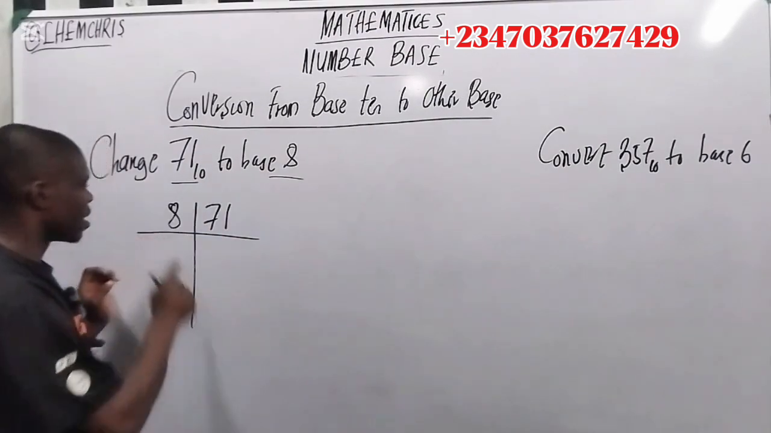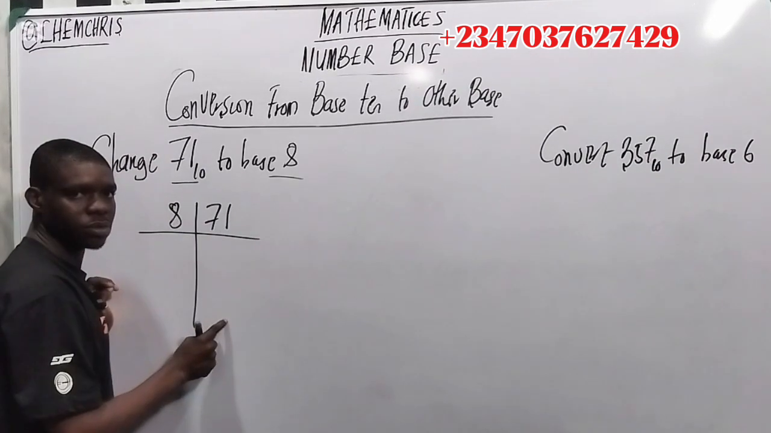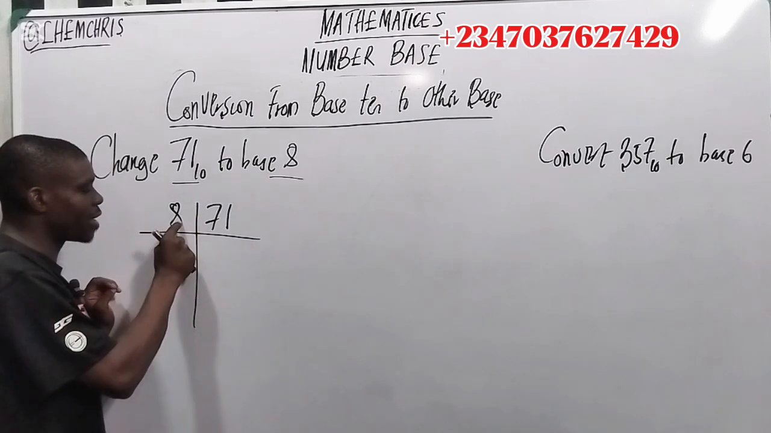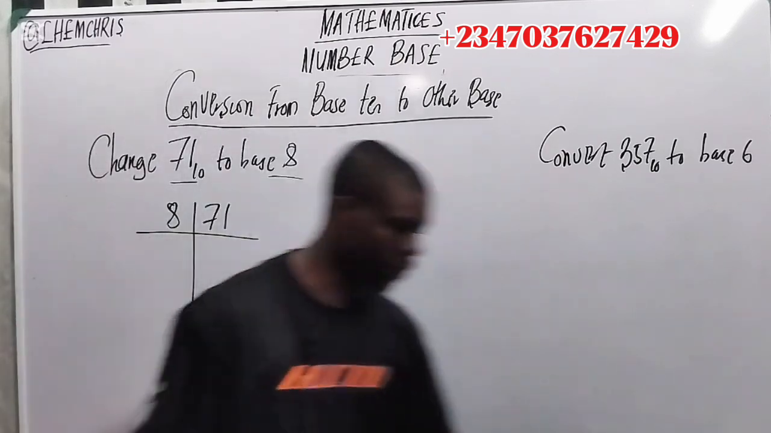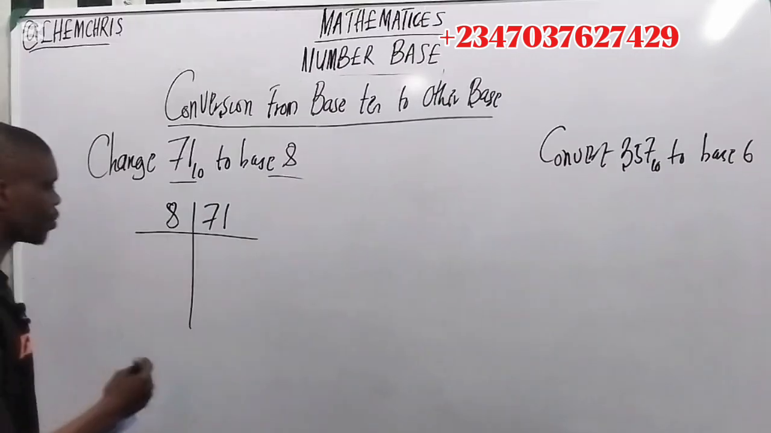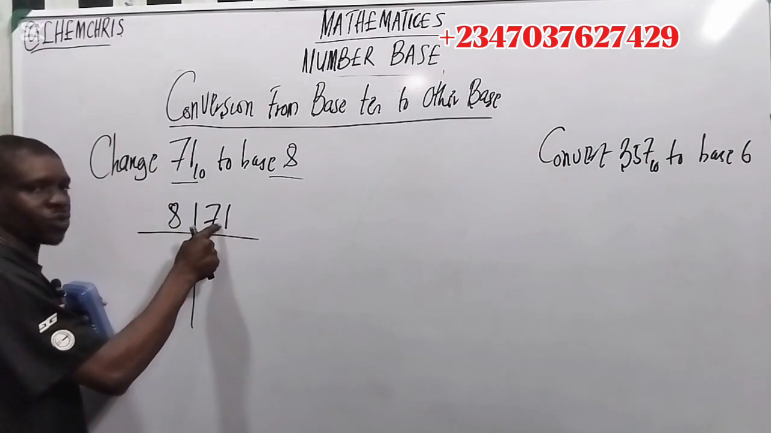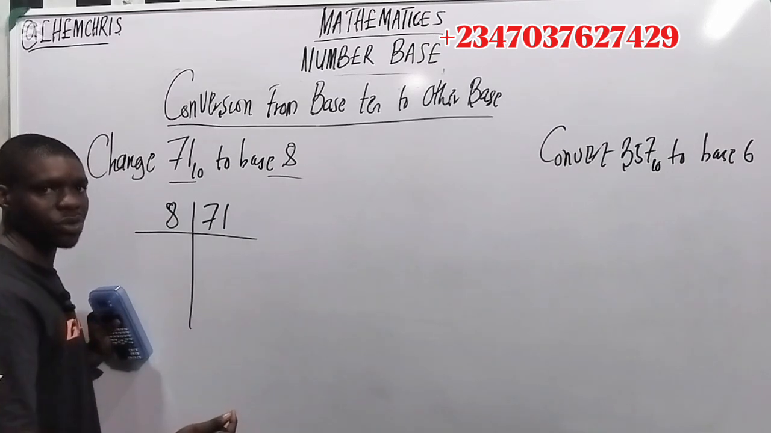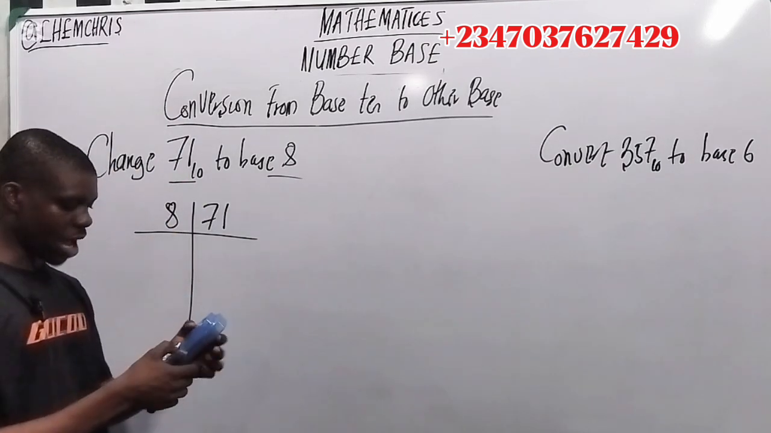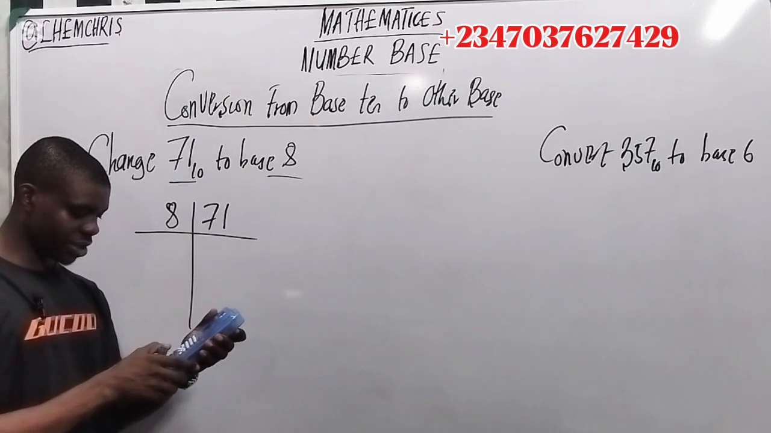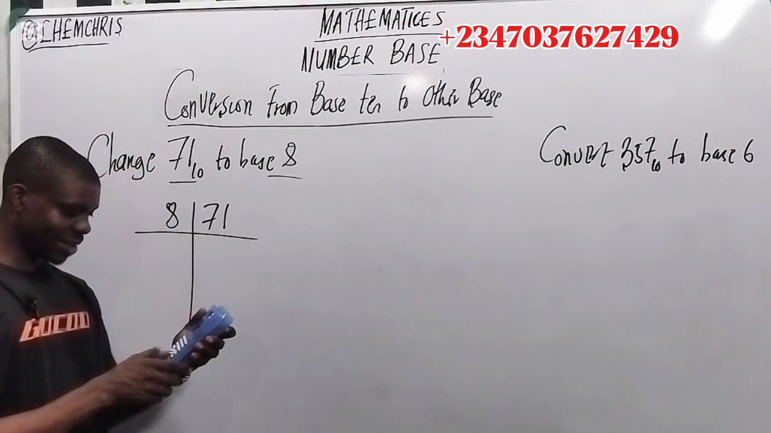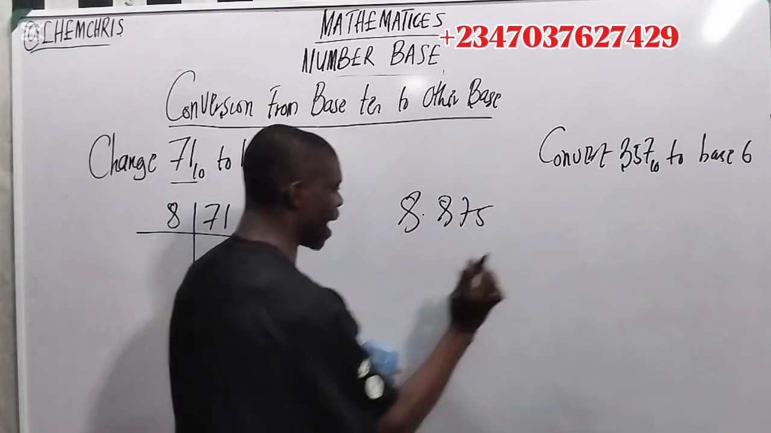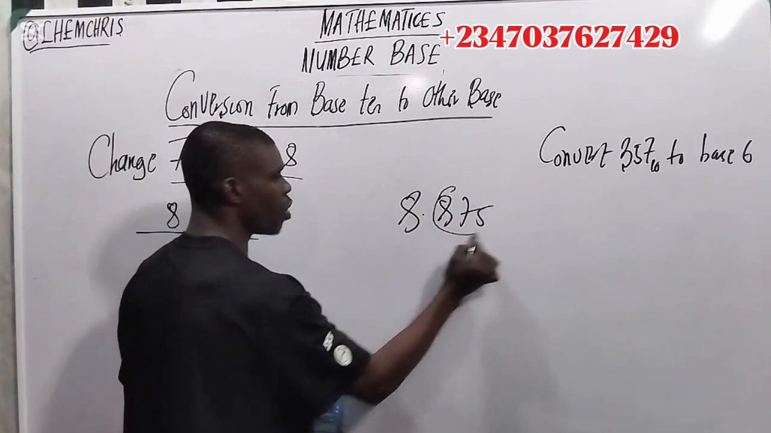If you look at this number here, can 8 go into 71? So how do you know if 8 can go into 71? If you bring out your calculator, 8 cannot go into 71 evenly, right? You have a number plus a remainder. So let's use our calculator. 71 divided by 8. Here we have 8.875.